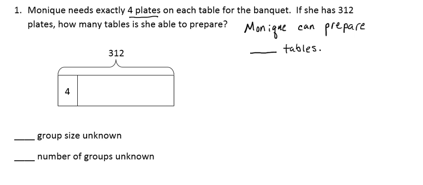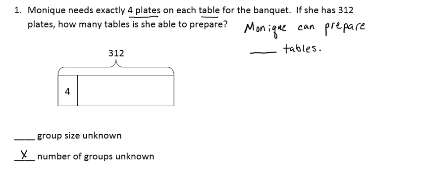Now if I go back to the problem, I know that each table will have 4 plates on it, but we don't know how many tables we need. If I think about that, the group size is 4, so I know that part. I don't know how many tables I need, and so that tells me I don't know the number of groups. So it's the number of groups that's unknown.